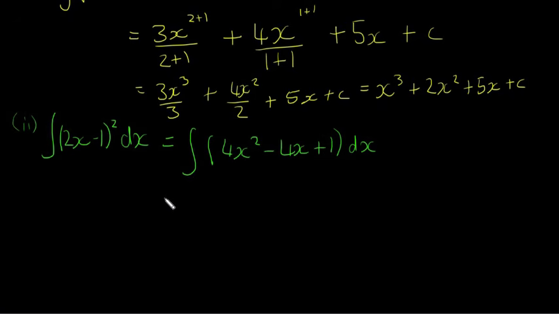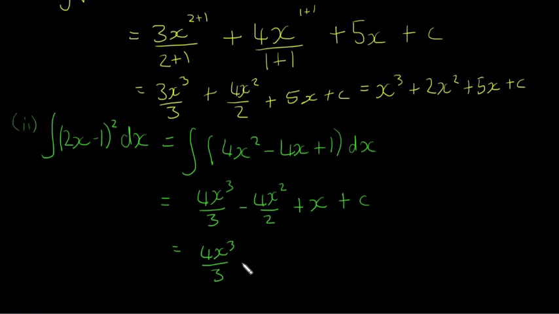So if we go ahead and integrate this, then we're going to get 4x cubed over 3. Again, I'm not going to do the 2 plus 1 anymore. I'm just going to skip straight to it. So 2 plus 1 is going to be 3, and it's going to be divided by 2 plus 1, which is 3. This is going to be 4x squared over 2. And this is going to be plus x, because 1 is going to go to 1x, which is just x, plus c. So then just tidy that up a little bit. 4x cubed divided by 3 minus 2x squared plus x plus c is our answer.